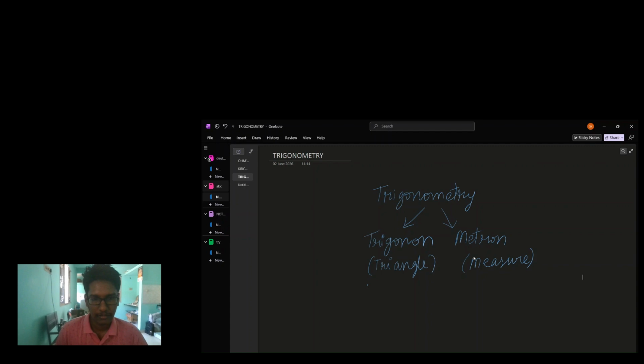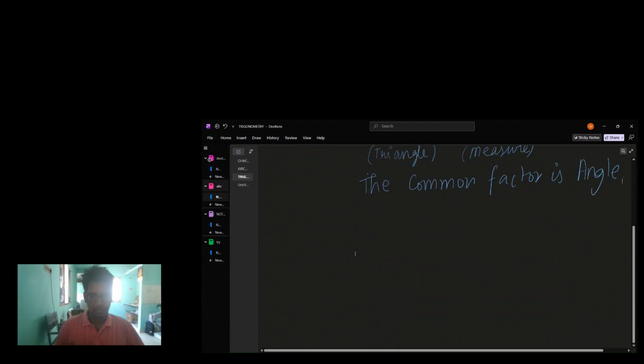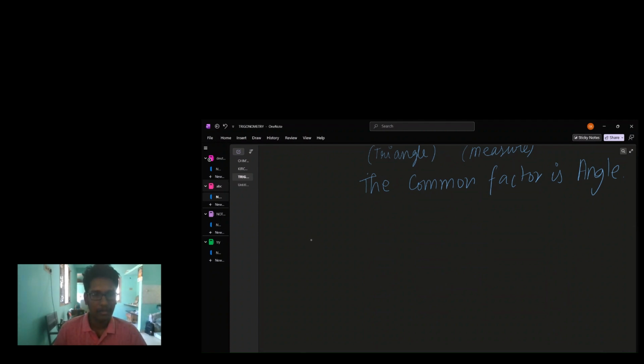So the common factor through which it deals is angle. Angle is the basic requirement for trigonometry in order to find the unknown quantities with the given known quantities. Angle is something which revolves around the amount of rotation of a revolving ray with reference to the fixed ray.